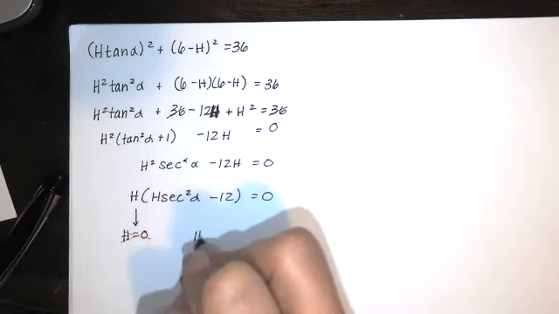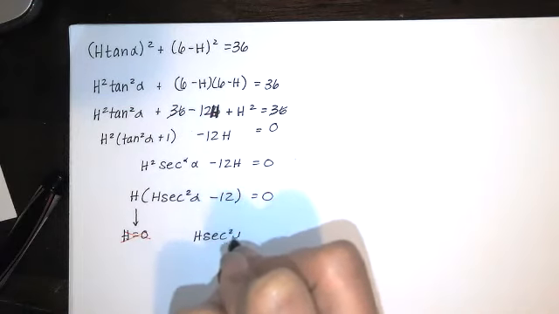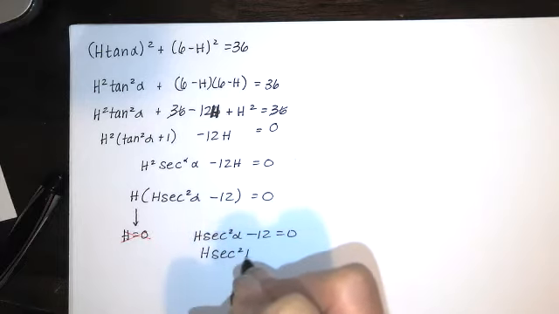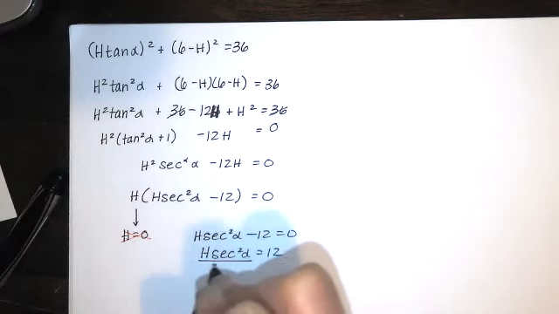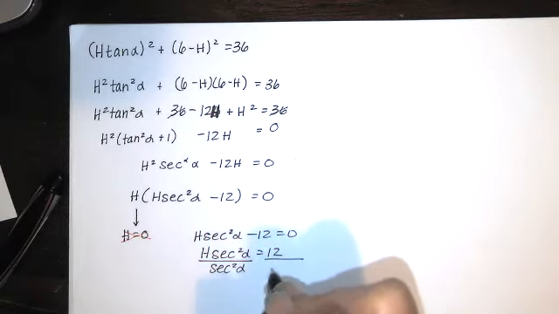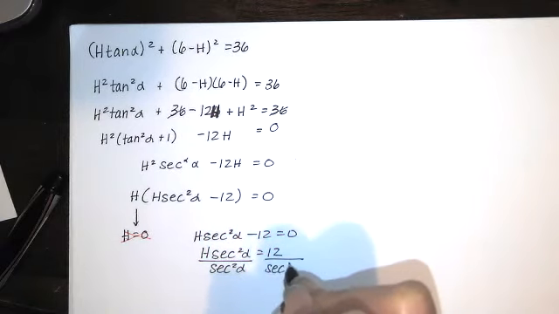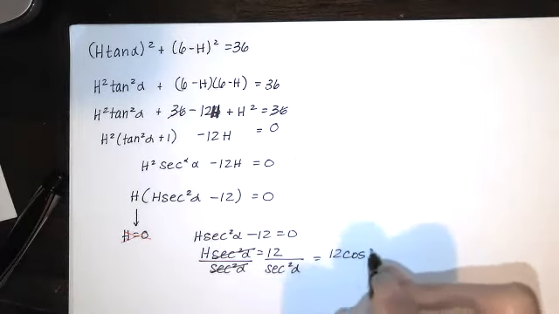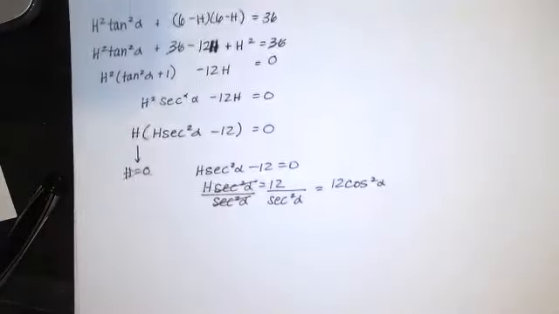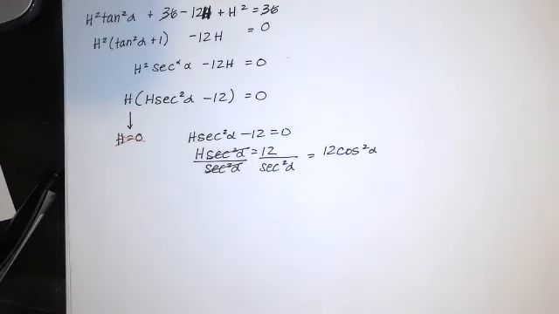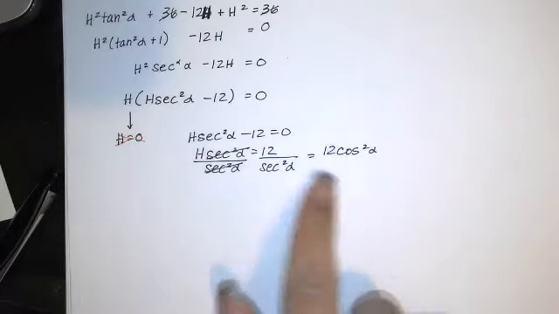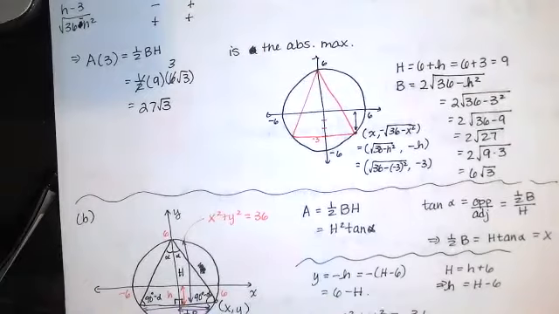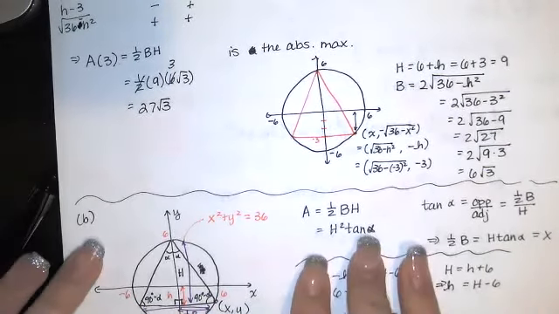Over here, you've got h secant squared alpha minus 12 equals 0. So you can add 12 to both sides. Divide both sides by secant squared. And remember, secant is 1 over cosine. So that's cosine squared alpha. And now I've got h in terms of alpha, and I can substitute that in over here, and I'll have area as a function of alpha.